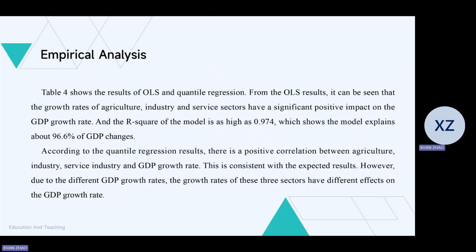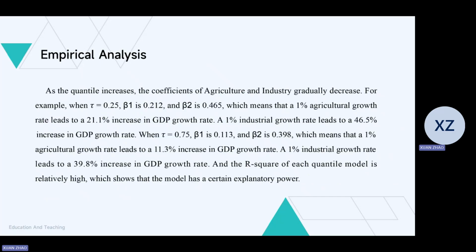However, due to the different GDP growth rates, the growth rates of these sectors have different effects on the GDP growth rate. And as the quantile increases, the coefficients of agriculture and industry gradually decrease. For example, when tau equals 0.25, beta 1 is 0.212 and beta 2 is 0.465, which means that a 1% agriculture growth rate leads to a 0.1% increase in GDP growth rate.